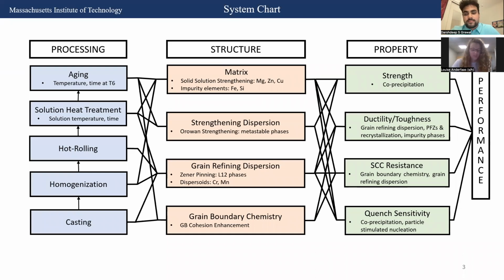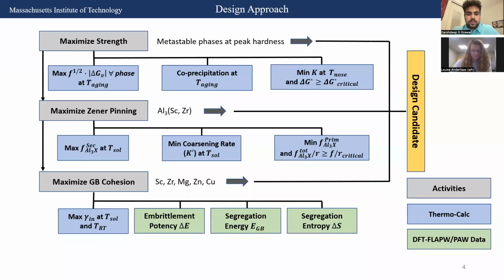In order to reach these objectives, we first create our system chart, which shows the relationship between processing, structure, properties, and performance. So in order to achieve high strength and good quench sensitivity resistance, we use a co-precipitation strategy focusing on co-precipitation of our metastable phases at our peak aging conditions. And to improve ductility and toughness and stress corrosion cracking resistance, we want to inhibit recrystallization and enhance grain boundary cohesion. So that being said, here's our design approach.